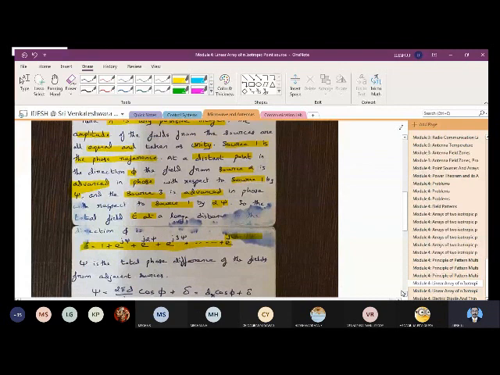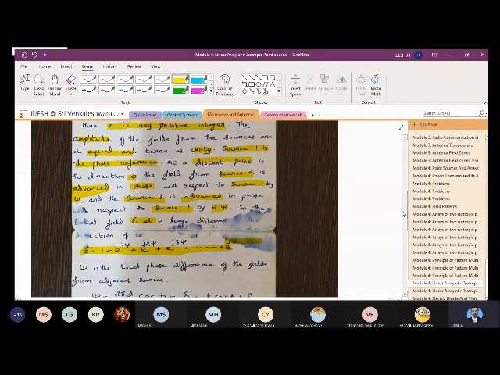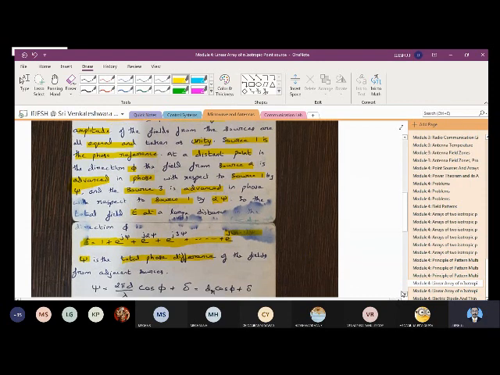A few things which we have already discussed before in the case of two isotropic point sources, those equations can be utilized here as well for the n isotropic point sources with minor modifications. So psi is the total phase difference of the fields from the adjacent sources, and the equation for psi we have already discussed in the previous lecture, that is psi is equal to dr cos phi plus delta. So I am using the same equation for psi.